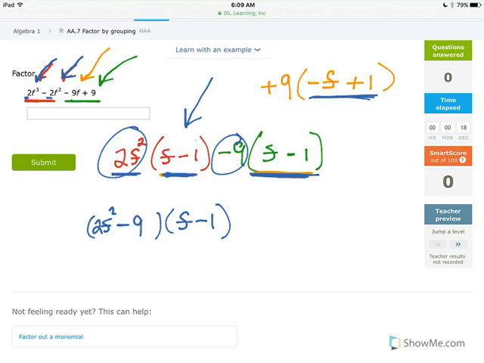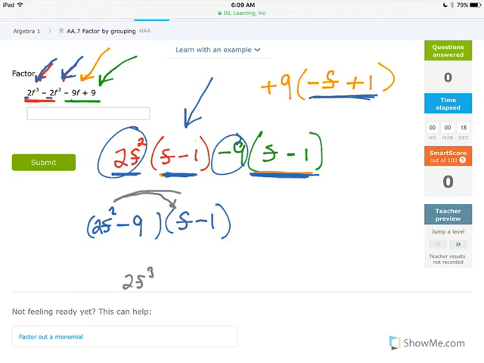And like all factoring problems, I would check it. So to check it, you can just multiply it back together. So if you went through and distributed everything back together, your 2f squared times your f is going to get you 2f cubed.